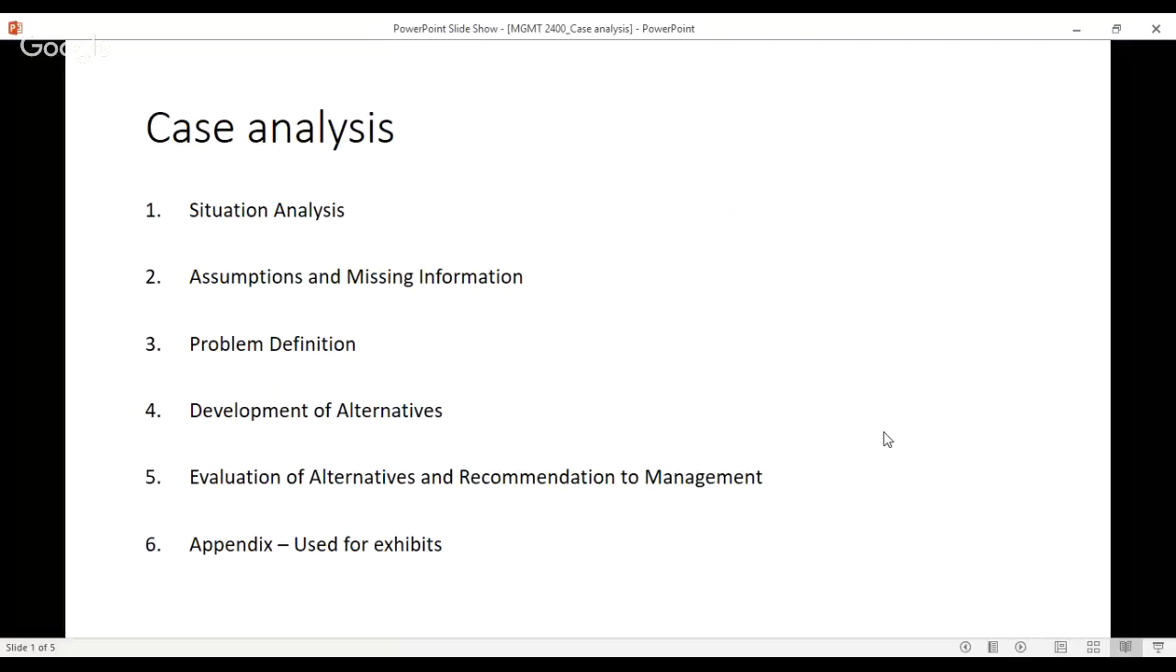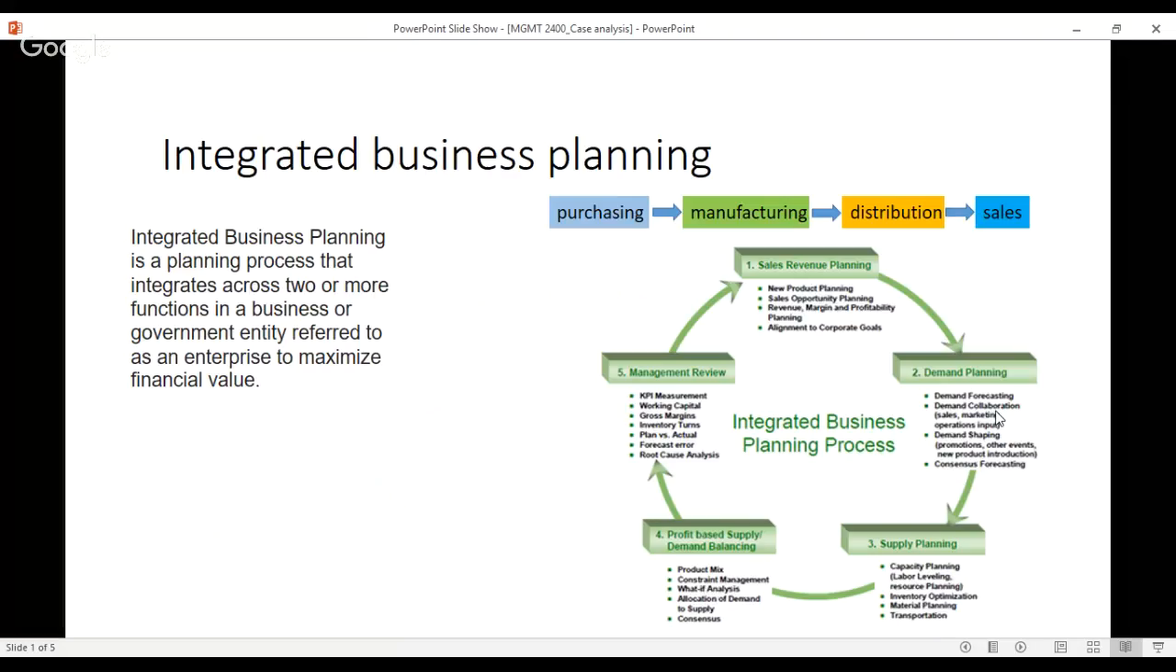When reading supply chain management cases, I would like you to have something in front of you, and this is the model that we used in our last class. Let me open the next slide about the model. We talked about integrated business planning, when we said that each product, each company, and their supply chain will have approximately 5 important steps: sales revenue planning, demand planning, supplier planning, profit-based supply and demand balancing, and the management review. Please use this model when you analyze a particular supply chain.